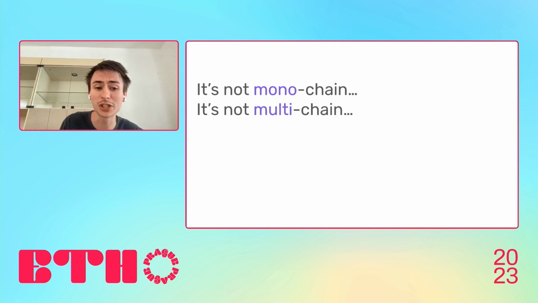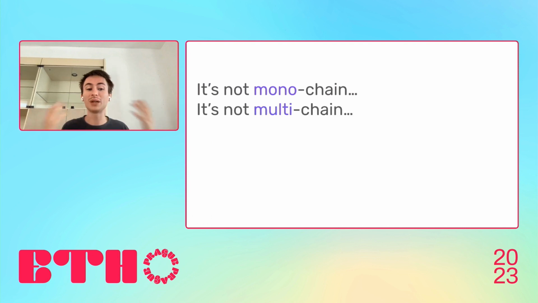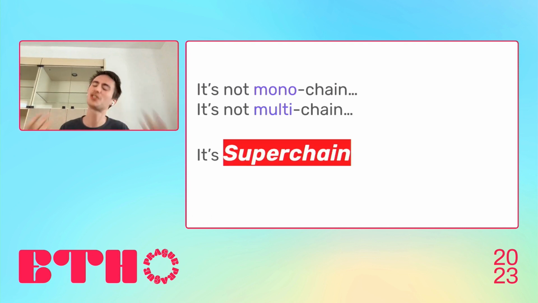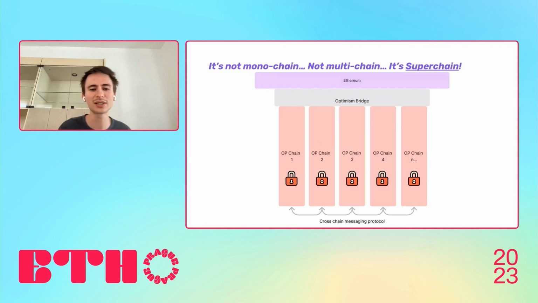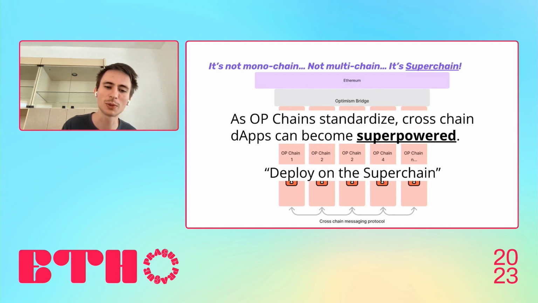But it's also not monochain, to be very clear, right? Because obviously it doesn't fit in one chain, but at the same time, it's not multi-chain, and so it's superchain. Classic. All right, so we're going to breeze past those properties, but at a high level this is what it looks like. You have Ethereum at the top layer, then you've got the Optimism bridge, and then you've got all of the different OP chains that are connected via a cross-chain messaging protocol. So all of the OP chains are standardized, and dApps get superpowered, right?